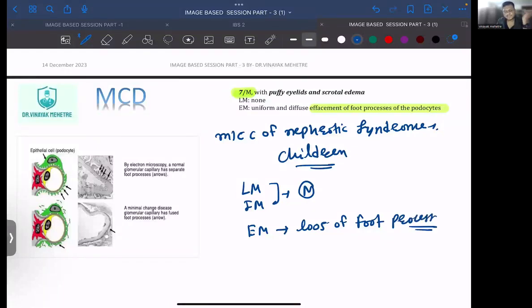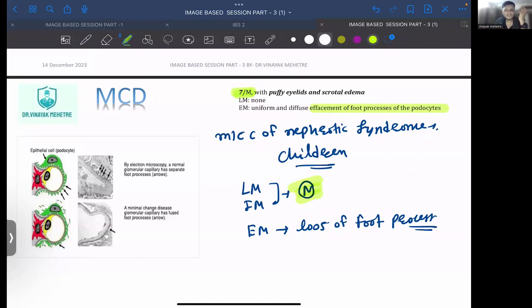What we are going to see: loss of foot process, right? In the question, they will either write just loss of foot process, or they can write light microscopy or indirect microscopy. What we are seeing, we are going to see nothing. That means it is normal.